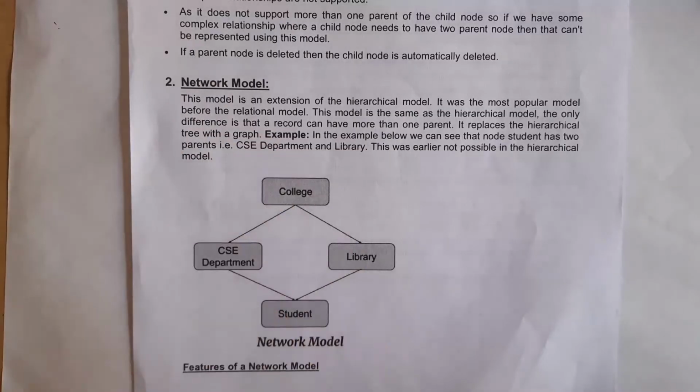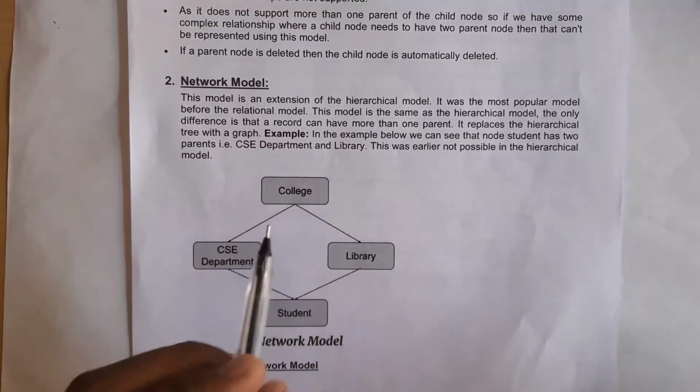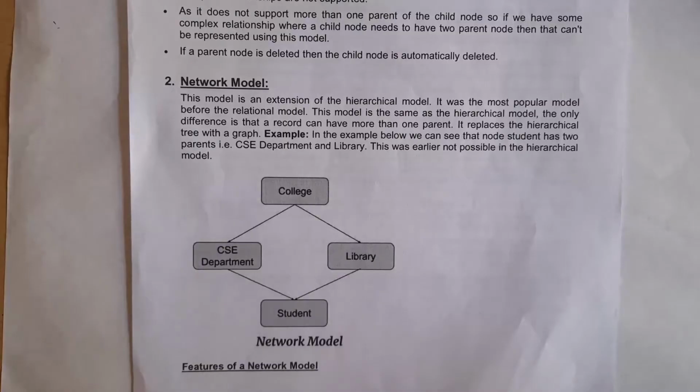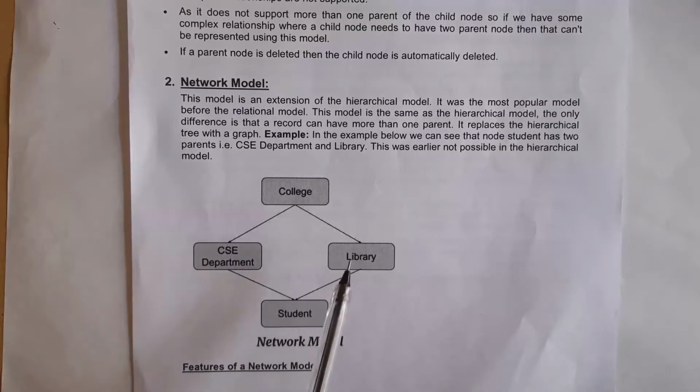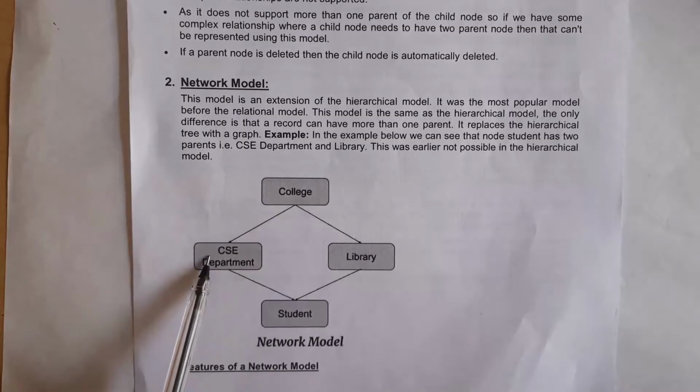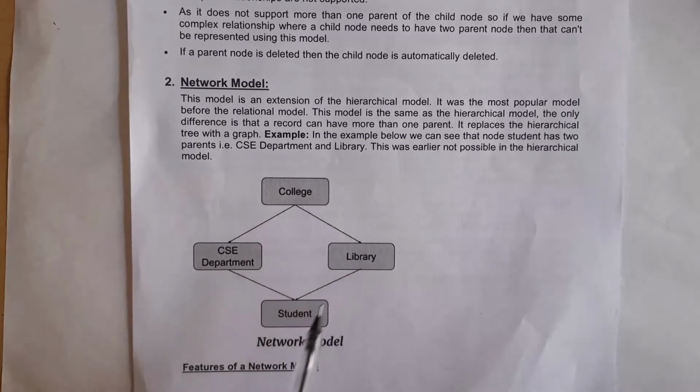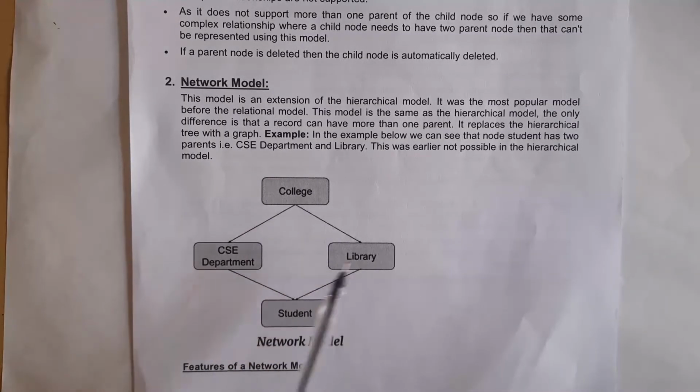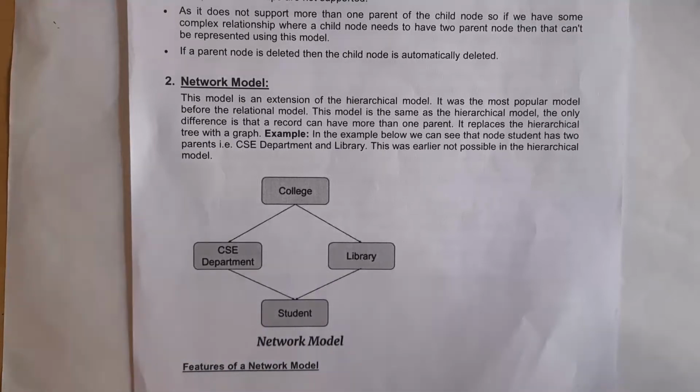Here is a simple example. This college is root node. This college contains CSE department and library. There are students in CSE department and there are students in library. So both nodes, CSE department and library, are pointing to students. Where this college is root node and the CSE department and library are parent nodes and the student is child node. Where these both parents are pointing to single child node. This is not possible in hierarchical model.